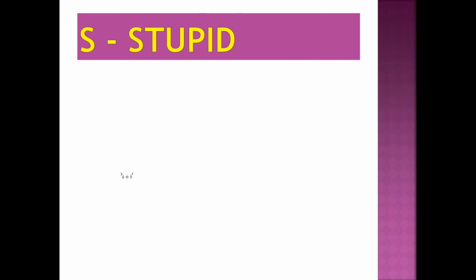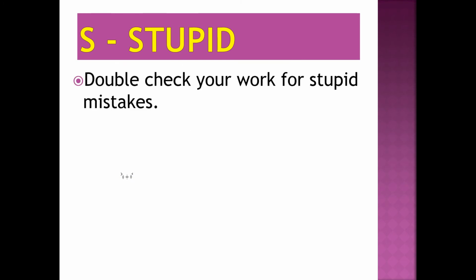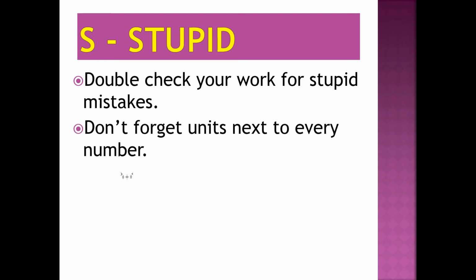Our final step, I like to call the stupid step. This is where you check to make sure that you don't make any stupid mistakes. Check your computation, check your adding, subtracting, multiplying, and dividing. Make sure that you have units next to every single number in the problem all the way through, because you won't get full credit without them.